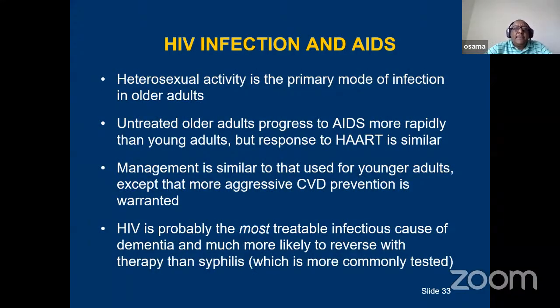HIV infection and AIDS. Heterosexual activity is the primary mode of infection in older adults. Untreated older adults progress to AIDS more rapidly than young adults, but response to HAART is similar. Management is similar to that used for younger adults, except that more aggressive cardiovascular prevention is warranted. HIV is probably the most treatable infectious cause of dementia and much more likely to reverse with therapy than syphilis, which is more commonly tested.